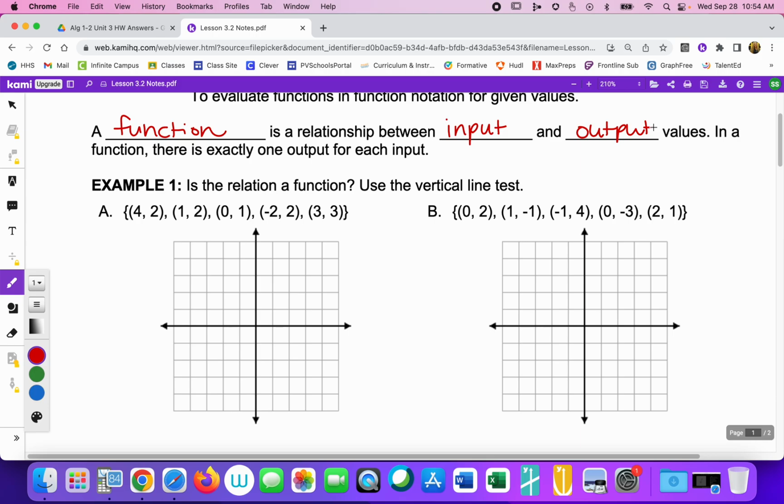Now, as we're going through these, there's a couple different ways that you'll be able to check for this. The first way, we're going to plot these points and use the vertical line test to figure this out. If you had a visual picture of a graph, you would use the vertical line test. So let's plot all these points first. These 5 points will go on graph A. These 5 points will go on graph B. I want you to plot them. I'm going to plot them up here, and then you need to check to make sure yours matches mine.